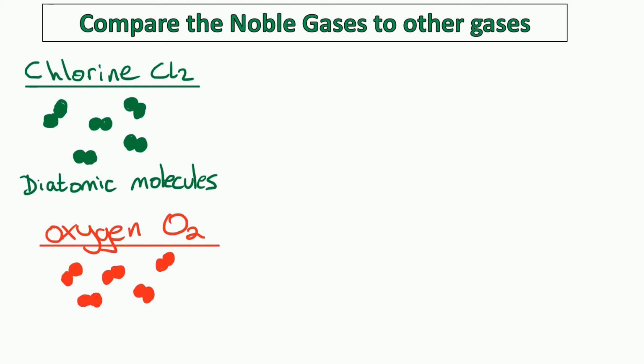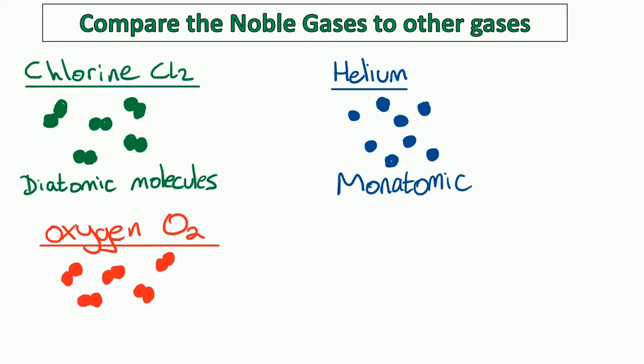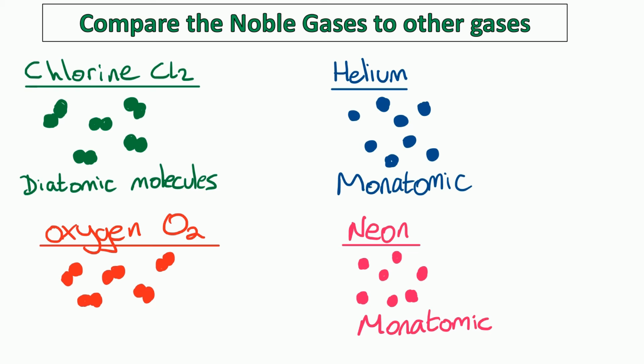Now with noble gases, they are different. So we can see with helium, they go round as single atoms, so we say they are monatomic, and that's because they've already got that full outer shell of electrons, so they don't need to pair up in order to get a full outer shell. They're already stable. Similarly, if we draw some neon atoms, we can also see they are monatomic. They're going round as single atoms.